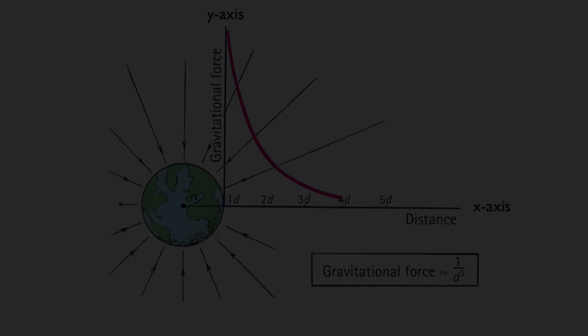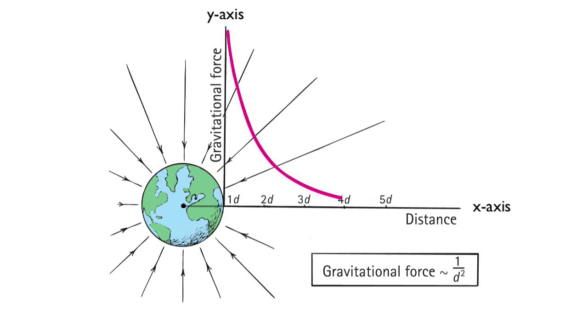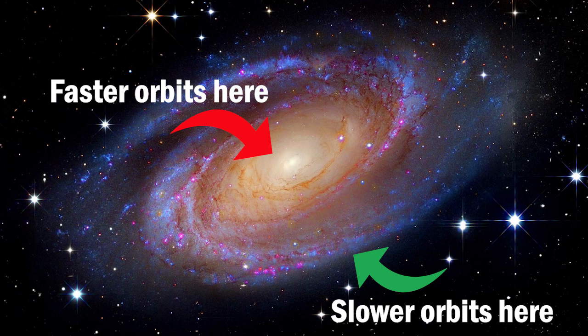In Newton's and Einstein's theories, the gravitational attraction of a massive object drops in proportion to the square of the distance away from it, the infamous inverse square law. This means that stars orbiting around a galaxy should feel less gravitational pull, and therefore orbit more slowly, the further they are from the galactic center. That's just what happens in our solar system.